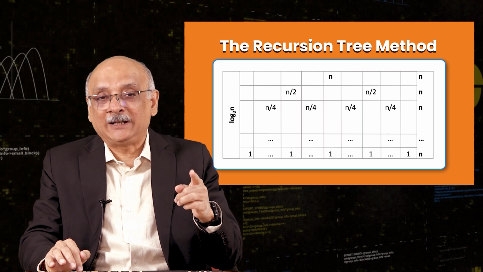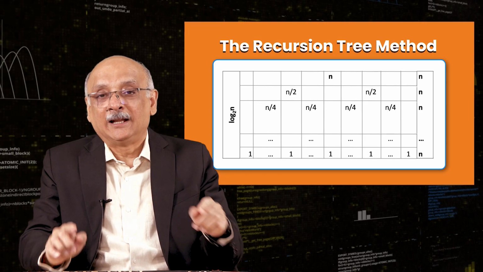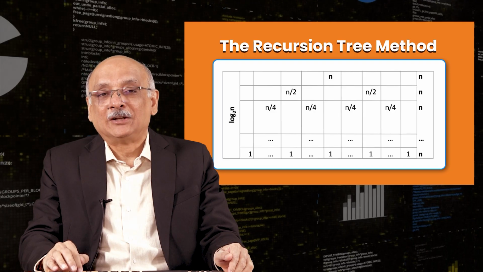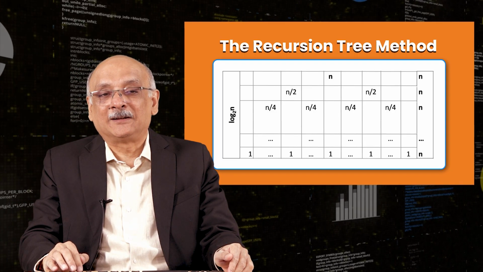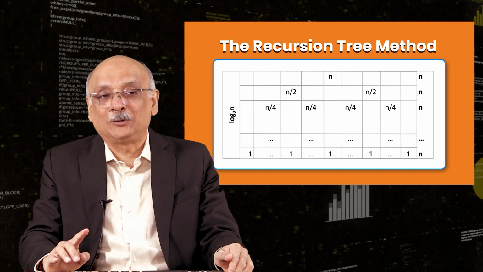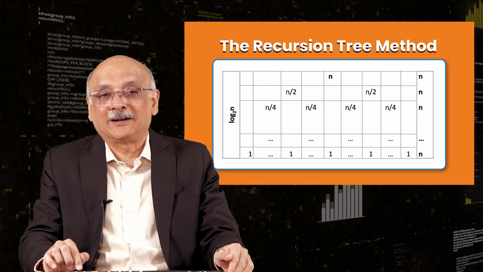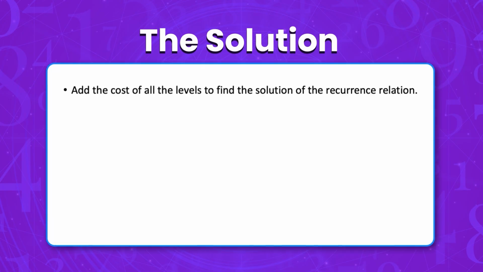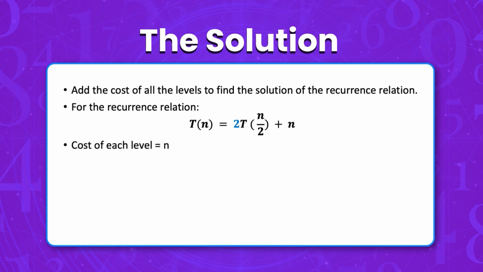And how many of these? Log base 2 n. So we will be requiring n steps, log base 2 n times. Automatically n into log n becomes n log n. So the solution basically is we add the cost of all the levels to find the solution of the recurrence relation. For this recurrence relation, the cost of each level is n, which is the plus n in this particular case. So the cost at each level is plus n.